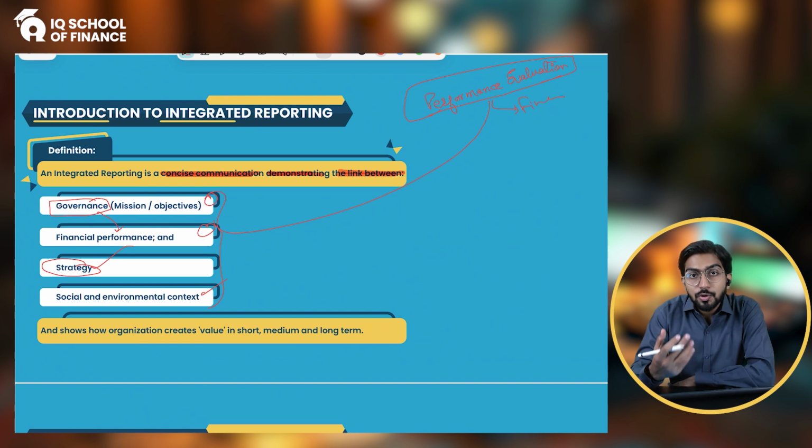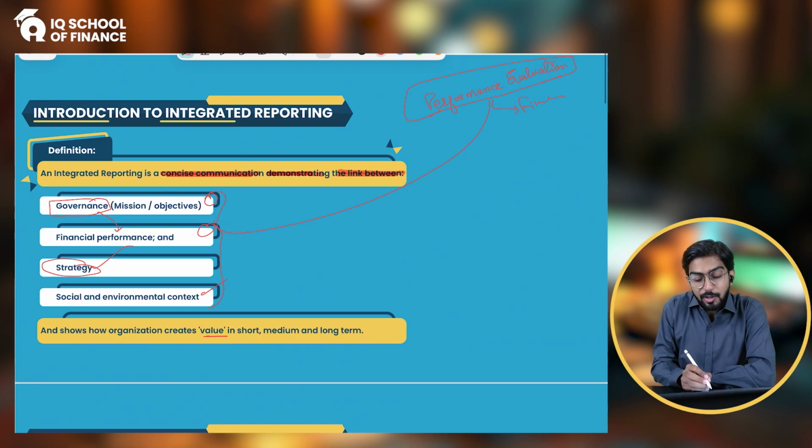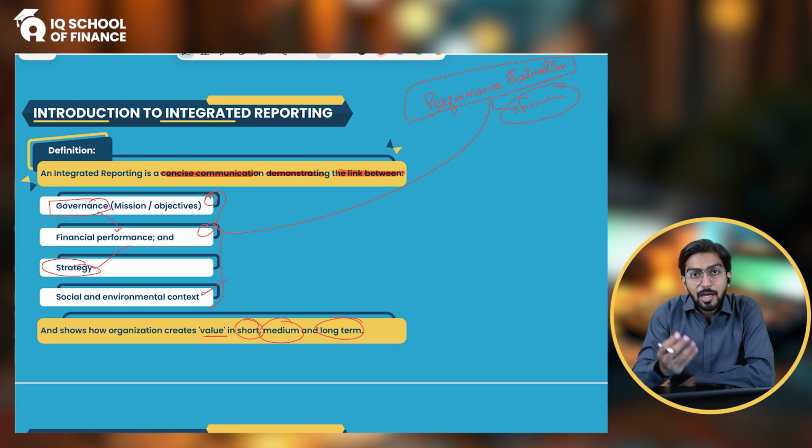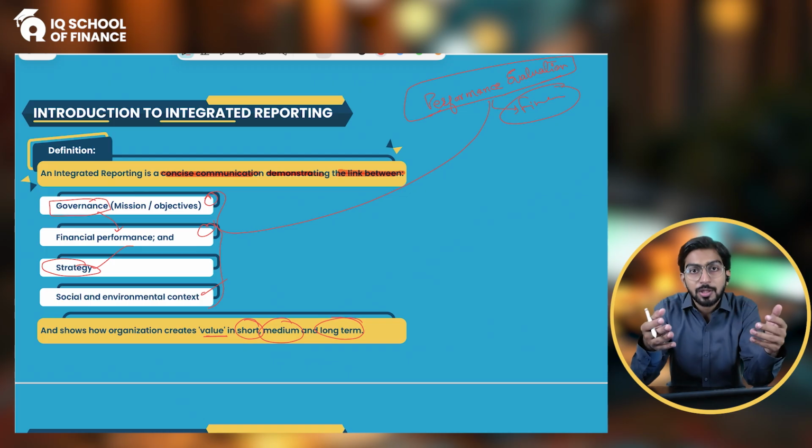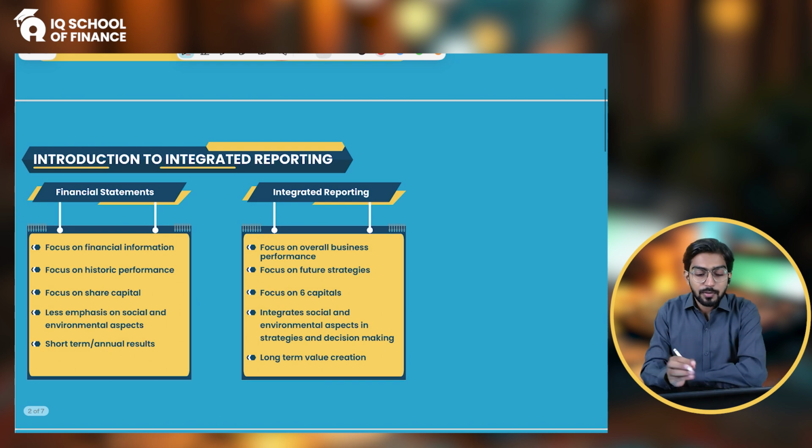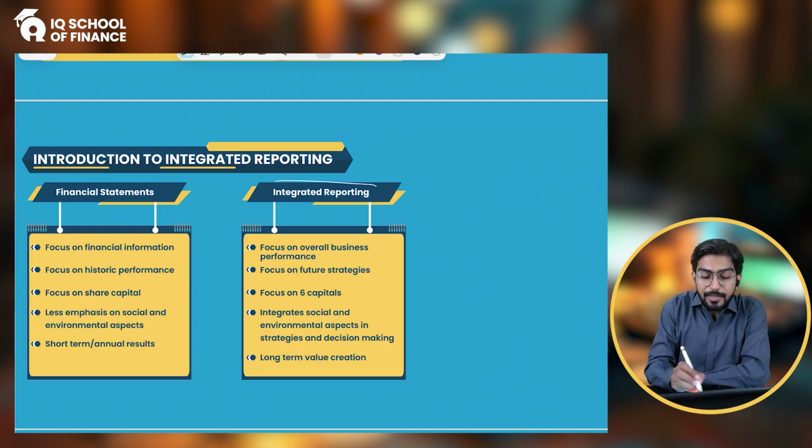explain or disclose to the shareholders how an entity is going to create the value in the short, medium, and the long term, because these financial results, they are only short terms. But when you combine the financial results with the governance, with your strategies, with your social and the environmental footprint, then you get the bigger picture for the long term, like 5, 10, 15 years.